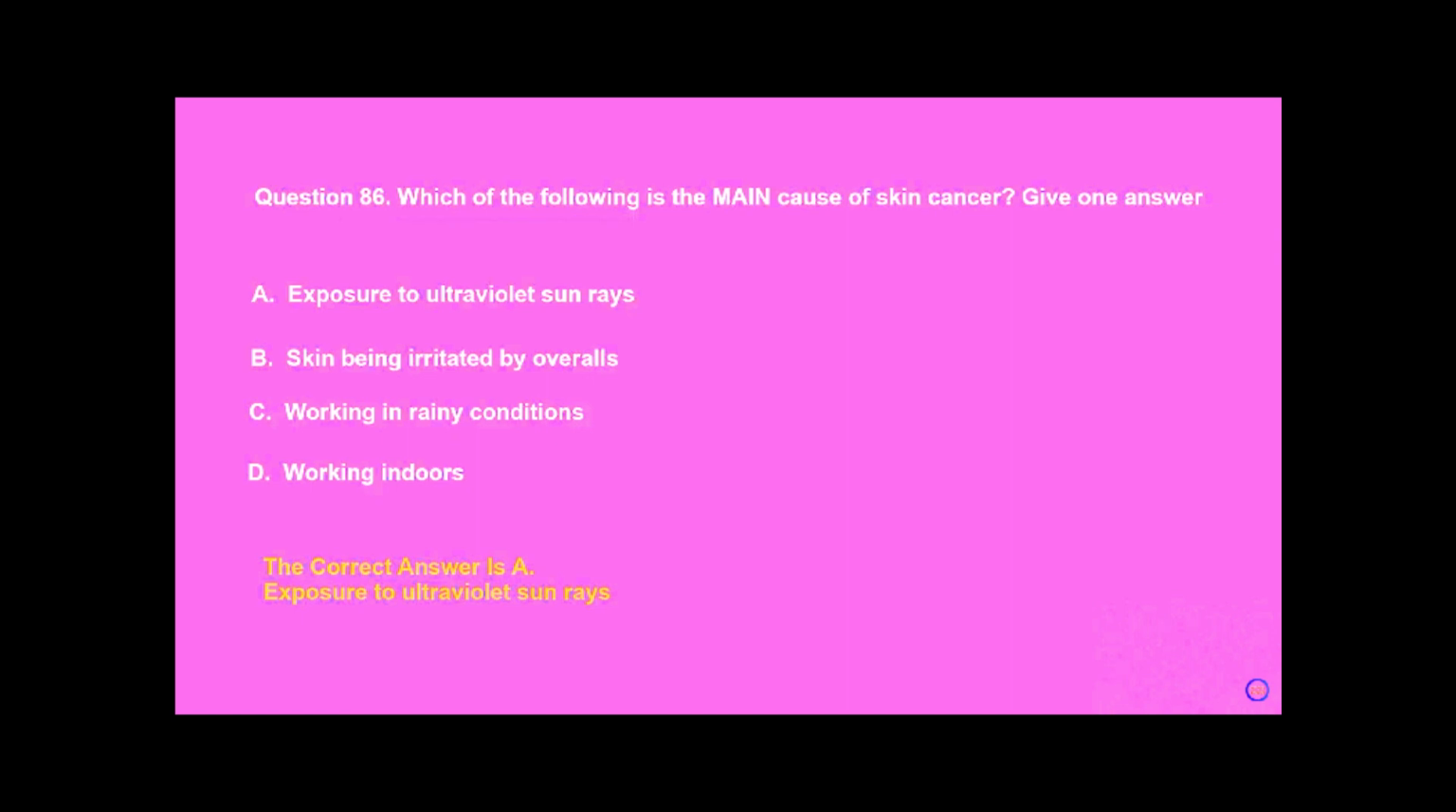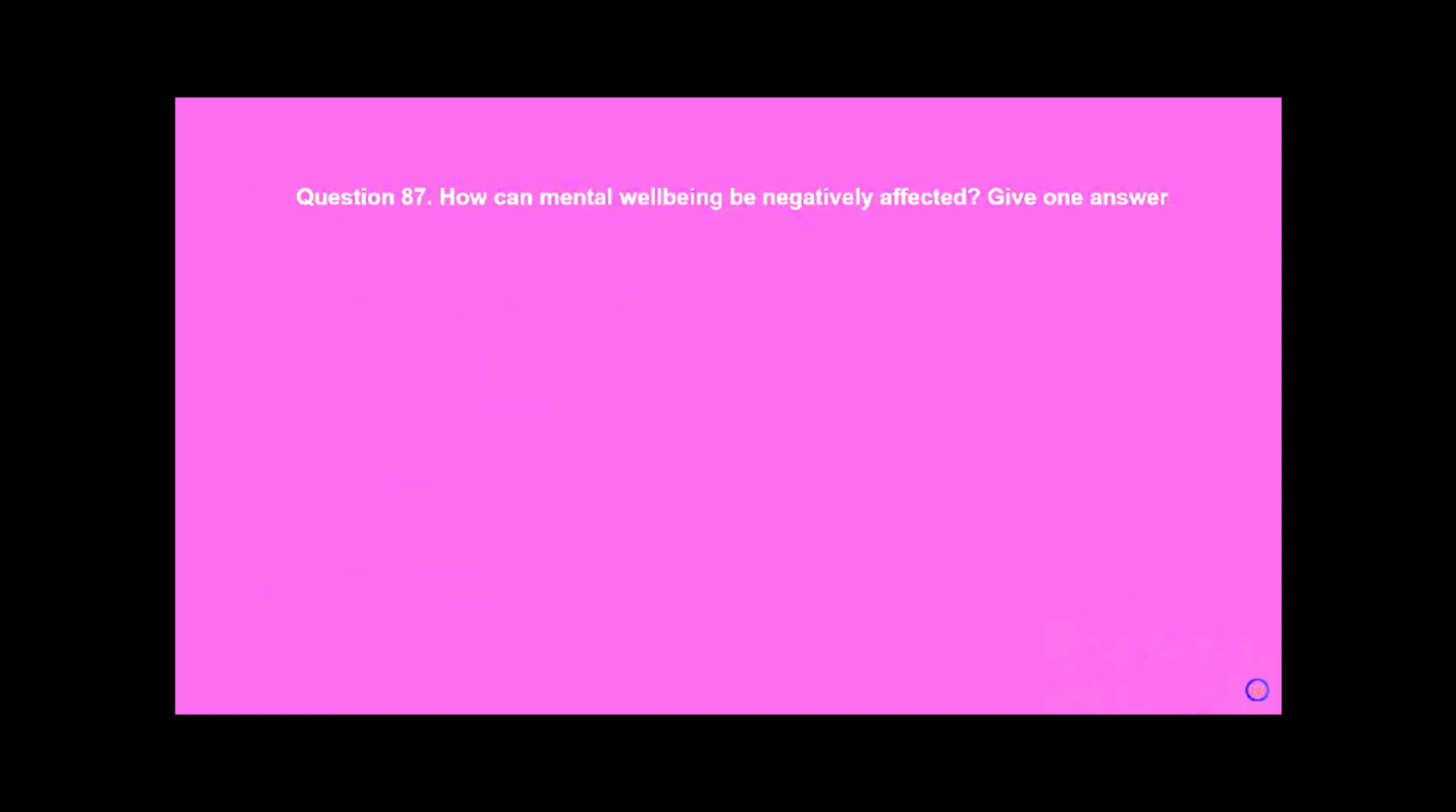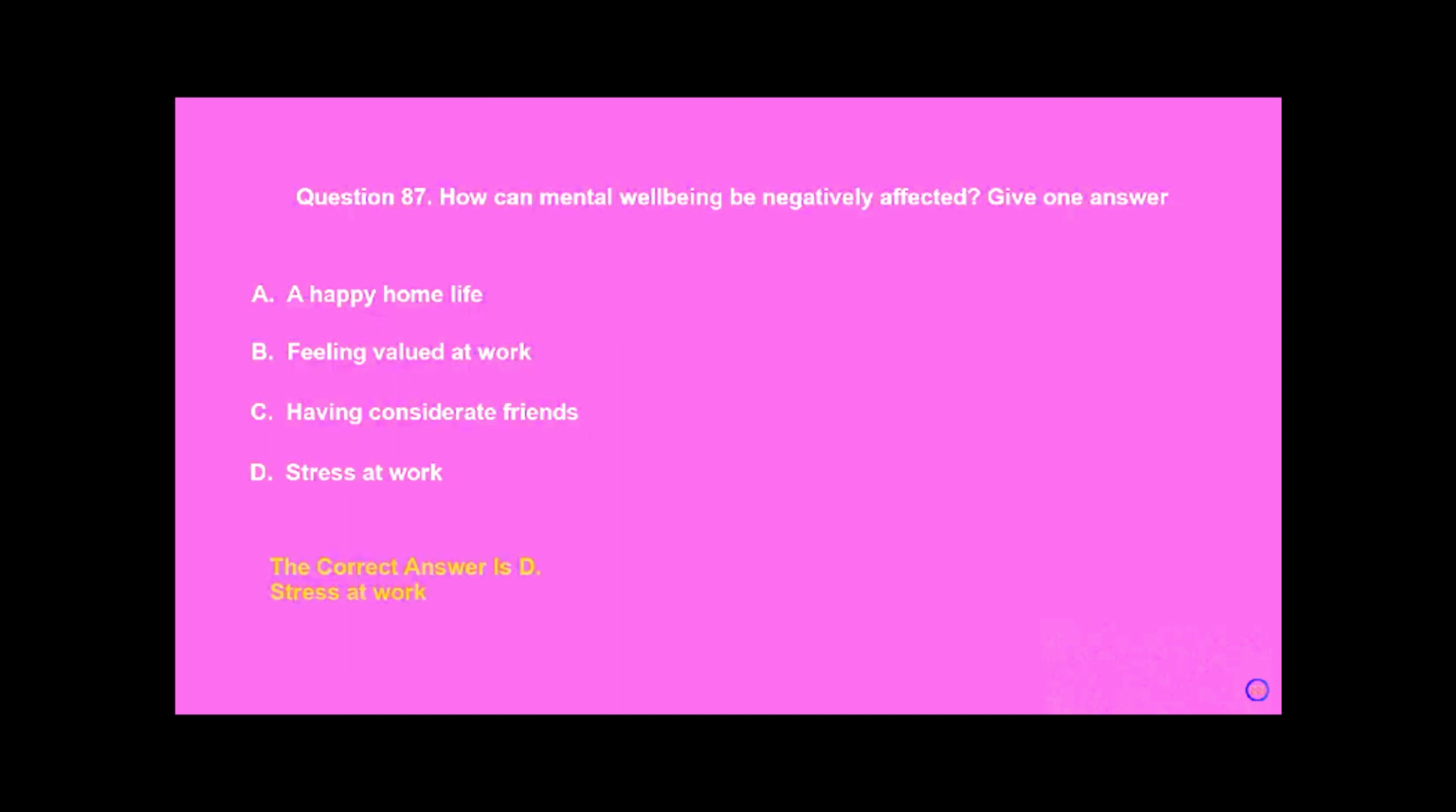Question 87. How can mental well-being be negatively affected? Give one answer. A. A happy home life. B. Feeling valued at work. C. Having considerate friends. D. Stress at work. The correct answer is D. Stress at work.